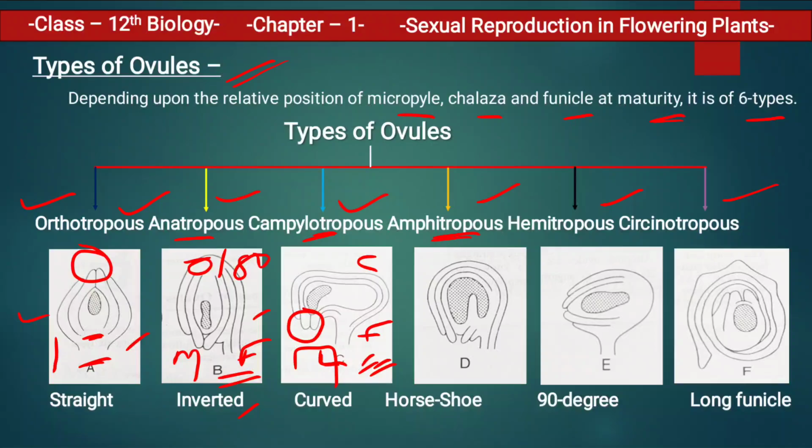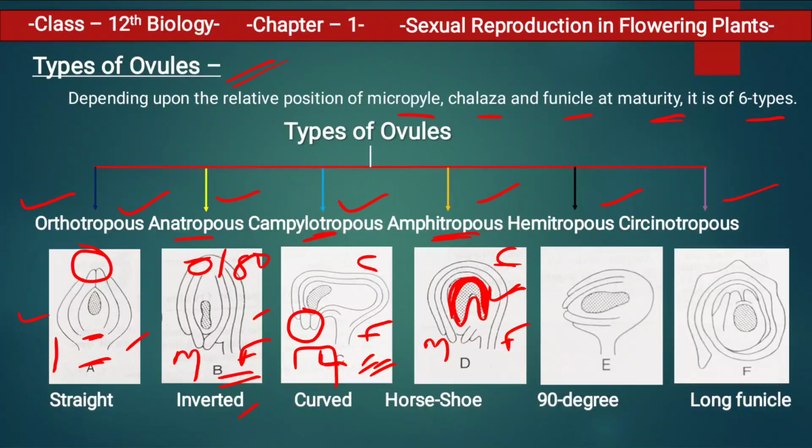Then the next one, amphitropous, which is an important structure. It also looks like an inverted type, like anatropous. Here is the micropyle, here is the chalaza and this part is the funicle. So what is the hack here? In this structure you can see the embryo sac looks like a horseshoe-like structure. So hence this ovule is known as what? Amphitropous type of structure. Clear? Here the embryo sac is curved.